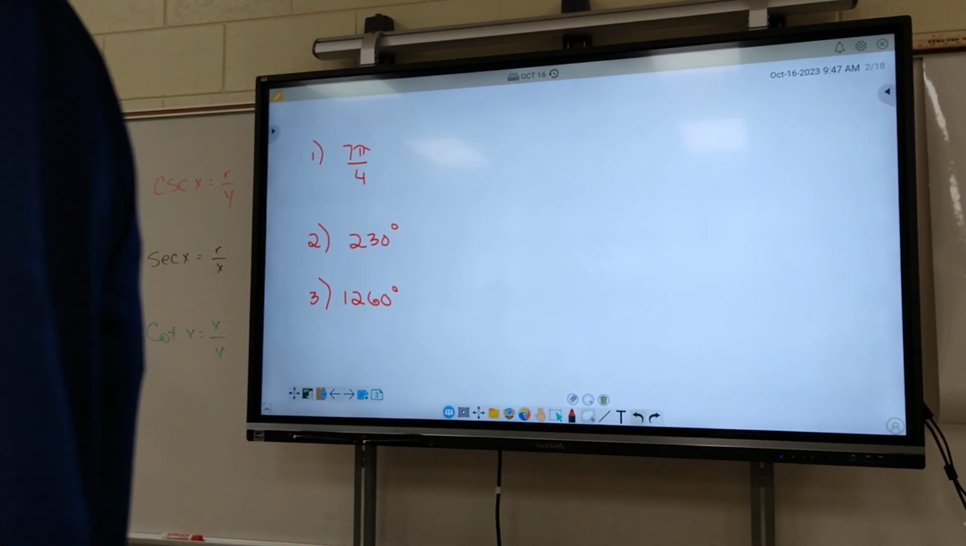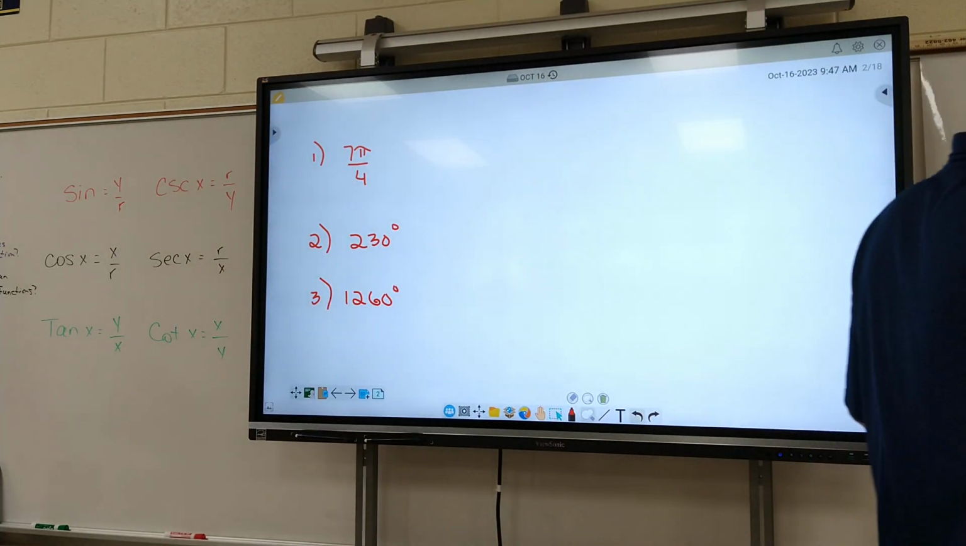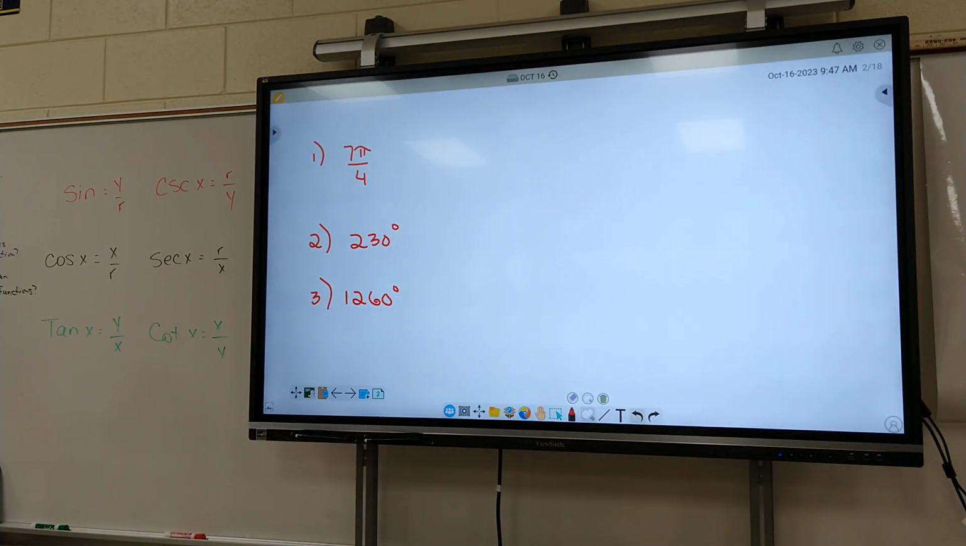All right, first three problems are really easy. Nobody misses these on the test. How do we change these three radian numbers and make them degrees? What do we do? Good job, Samari. Times by 180 over pi. So all y'all got to do is type in your calculator 7 pi on top over 4, and you times it by 180 over pi.